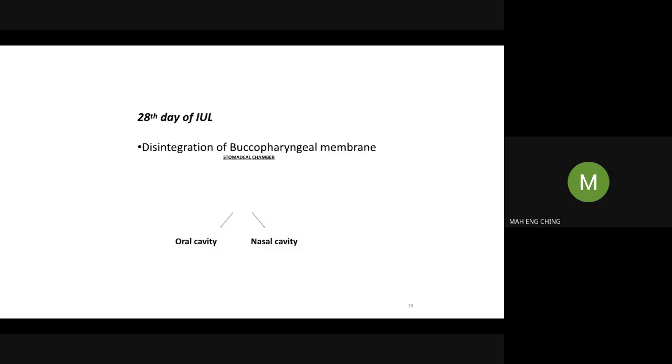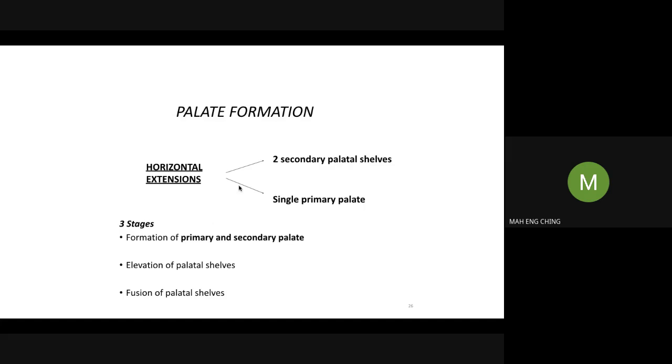On day 28, which is the 4th week, with the disintegration of the buccopharyngeal membrane, which is the first pharyngeal arch, they form the oral cavity and the nasal cavity. So the stomatal chamber divides into the oral cavity and nasal cavity in the 4th week. Then palate formation is by horizontal extension. We have 2 secondary palatal shelves, and we have a single primary palate. All these parts have to join together to form the palate. We have the primary palate and also the secondary palate.